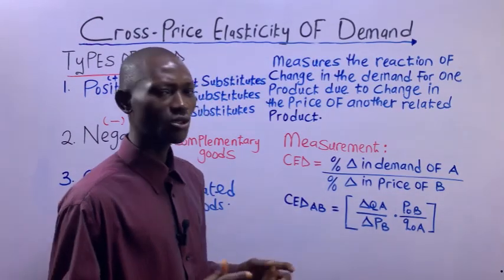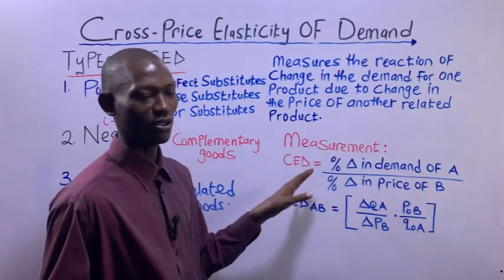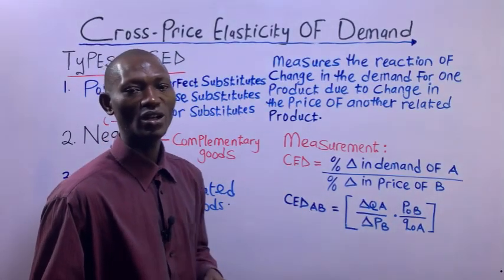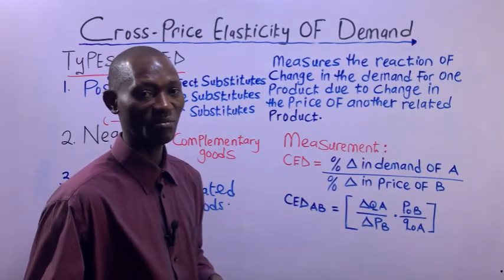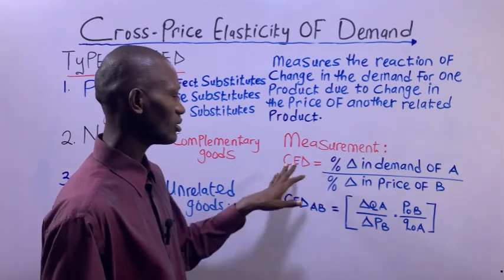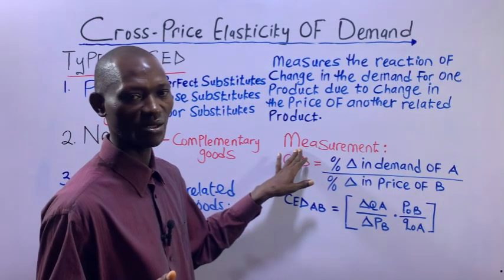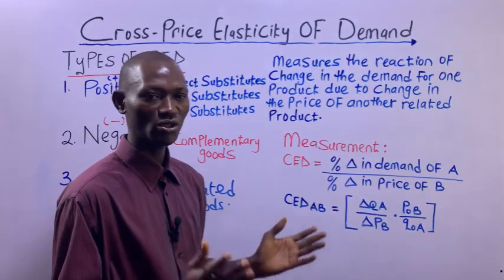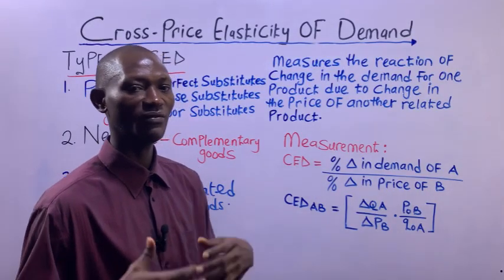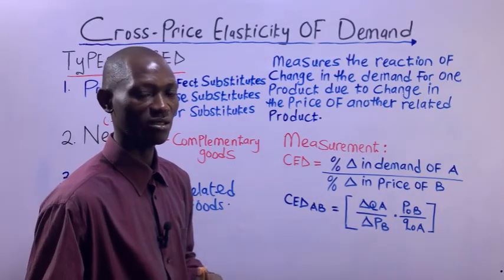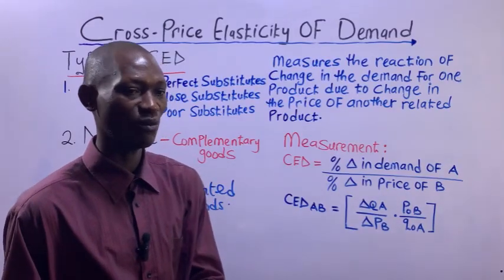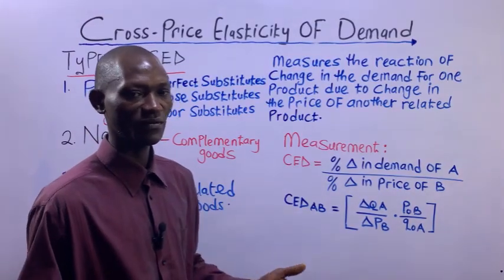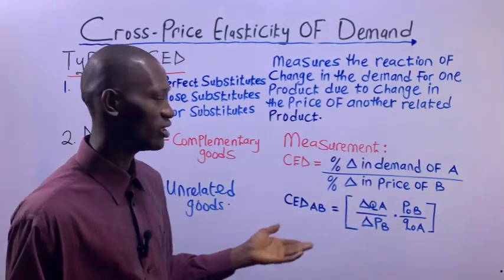So let's come down to how cross price elasticity of demand is measured. To measure cross price elasticity of demand, don't forget I did say it has to do with how change in the price of one commodity affects the demand for another commodity. That's another related commodity. They have some sort of relationship, correlation like that.